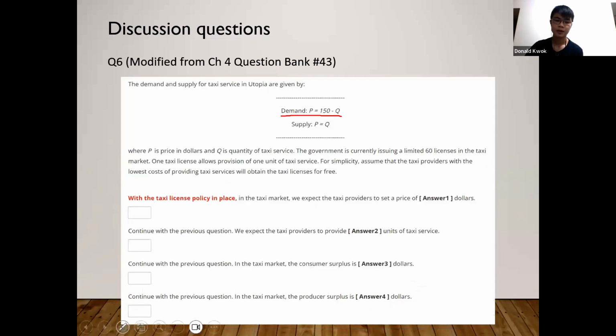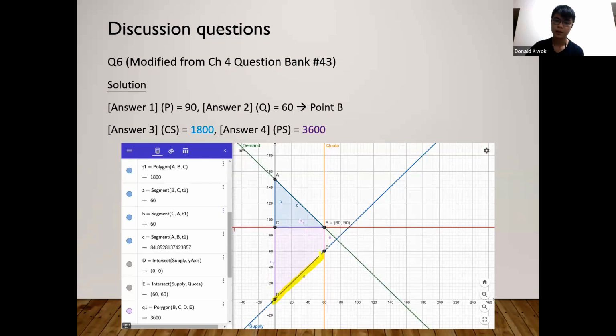How about the supply? The special thing is that the government is issuing a limited 60 licenses in the taxi market. So this means that when the quantity is lower than 60, then nothing special. We just use the supply expression directly given in the question, P equals Q. However, when the quantity supplied reaches 60, no matter how high the market price is, the quantity cannot be further increased. So this is why we have the vertical line at the quantity of 60. So this is why the yellow highlighted part is the supply of taxis in this case. Okay, it's a kinked curve.